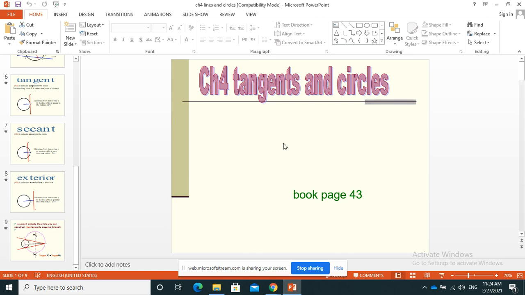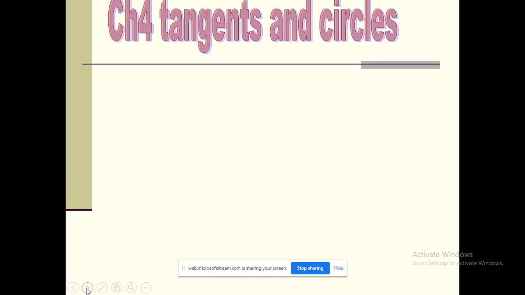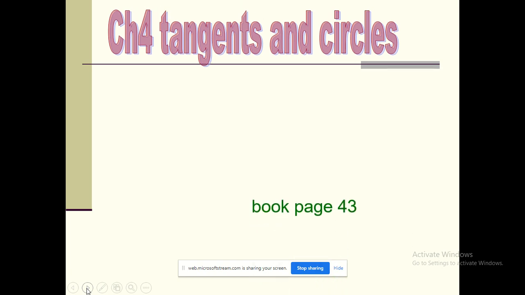So we're gonna start today the new chapter, the geometry chapter. I really want you to take your time understanding, focusing with me and then writing the notes. So the new chapter is tangent. So it's tangent and circle. Okay, it's in the book, page 43.